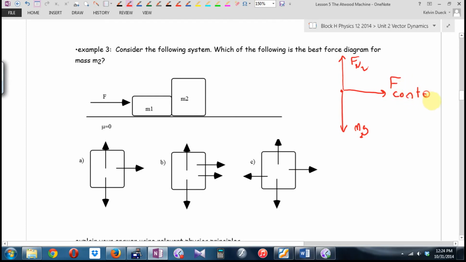a contact force. When 2 surfaces are in contact with each other, they push against each other. Yesterday with my glass book example, I called it a normal force. The only problem is I already have a normal force pointing up. I don't want a normal force pointing sideways. Hey, what's the best free body diagram? A, B, or C?